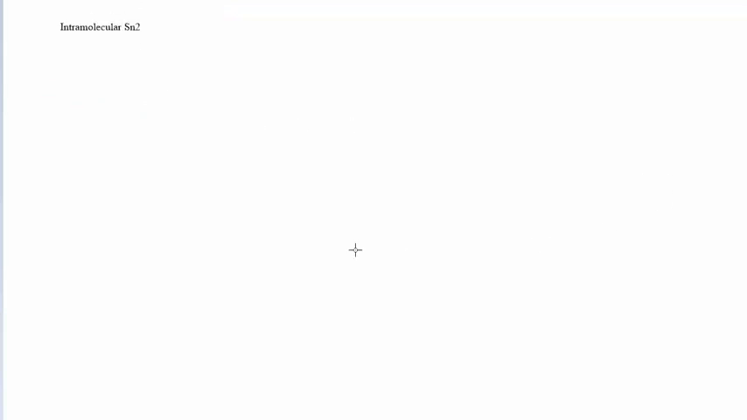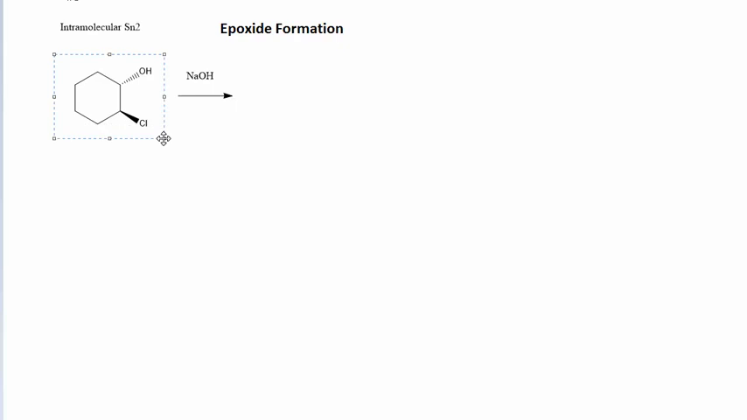Okay, so let's talk about a few exceptions and tricky cases that someone should tell you about. The first one is called the intramolecular Sn2. One instance of this reaction is in so-called epoxide formation. What happens is that you have the NaOH, and the NaOH can then deprotonate this oxygen.